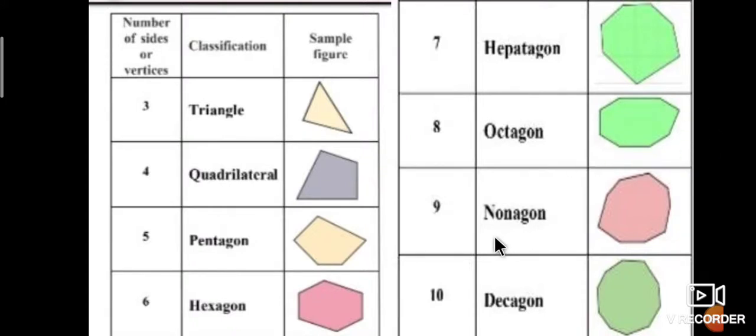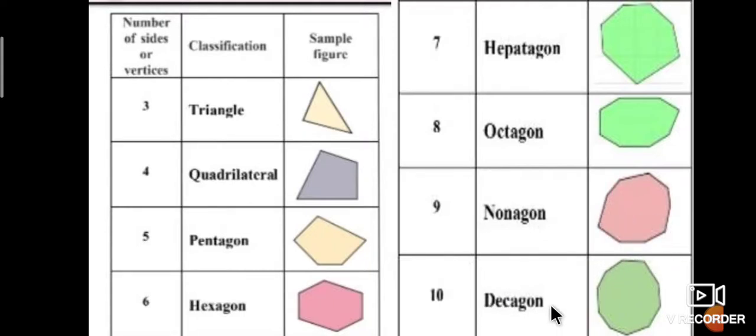Similarly, a geometrical figure or polygon having 9 sides is called a nonagon. Nona means 9. A nonagon is a geometrical figure having 9 sides. Okay, 1, 2, 3, 4, 5, 6, 7, 8, 9. It has 9 sides.